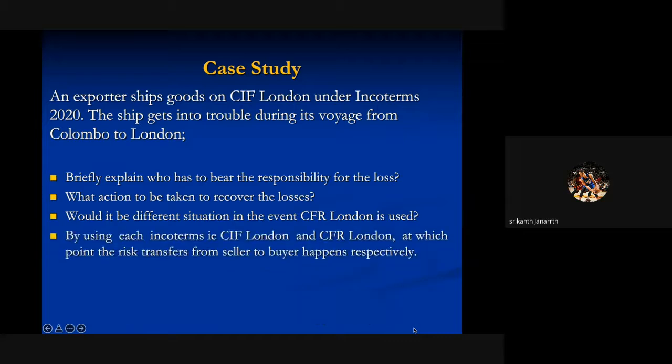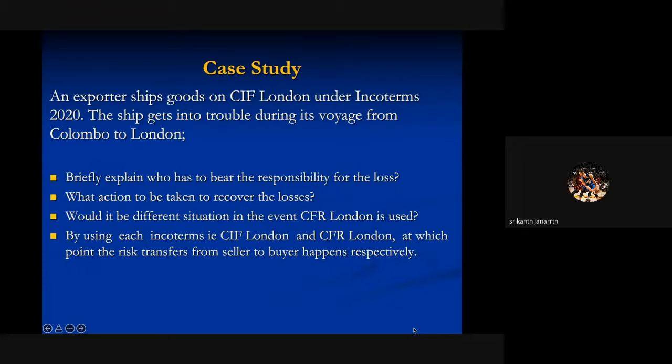So the last question: by using each Incoterm, that is CIF London and CFR London, at which point does the risk transfer from seller to the buyer happen respectively? Yeah, both are the same.